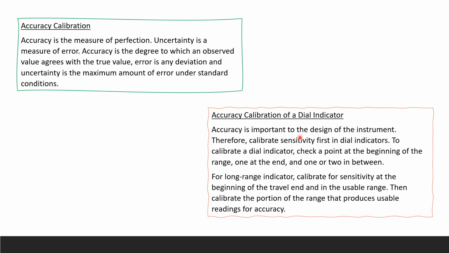Accuracy is important to the design. Remember the flow when we select the indicators and design the instrument. Therefore, calibrate sensitivity first in dial indicator calibration. To calibrate a dial indicator, first you check a point at the beginning of the range, one at the end, and one or two in between. That's how you calibrate. For a long range indicator, calibrate for sensitivity at the beginning of the travel, the end, and in the usable range. Sensitivity range is pretty important in calibration. Then calibrate the portion of the range that produces usable readings for accuracy. Alright, that's it for chapter 10.